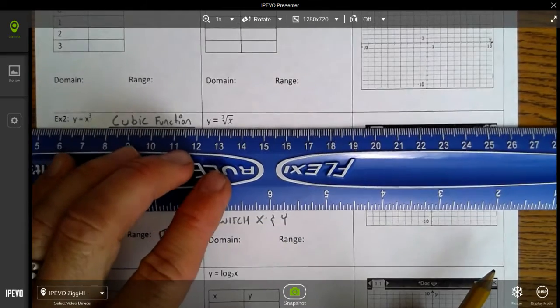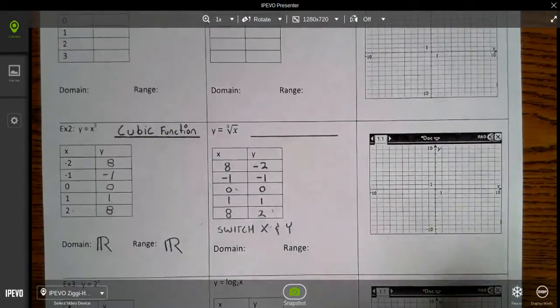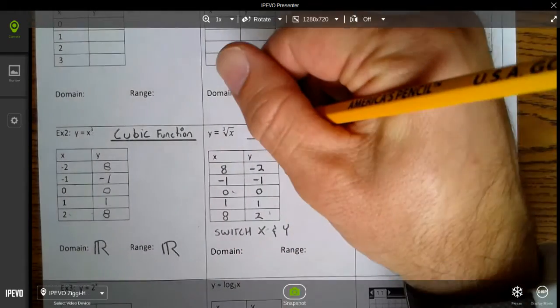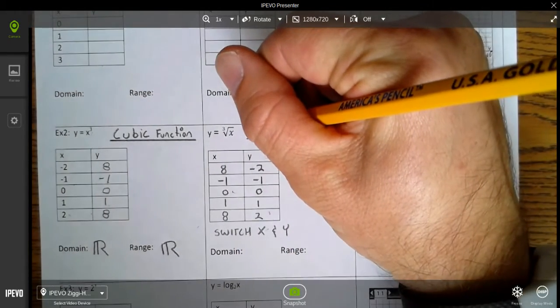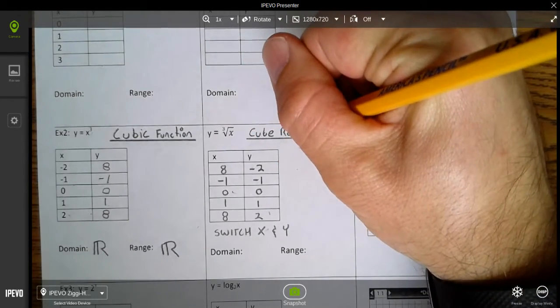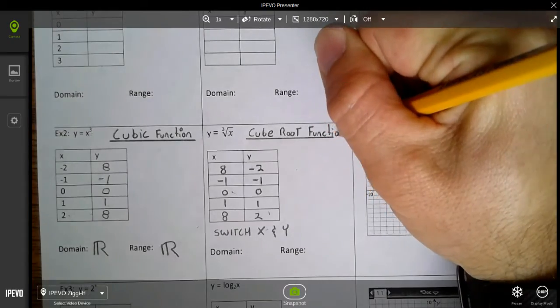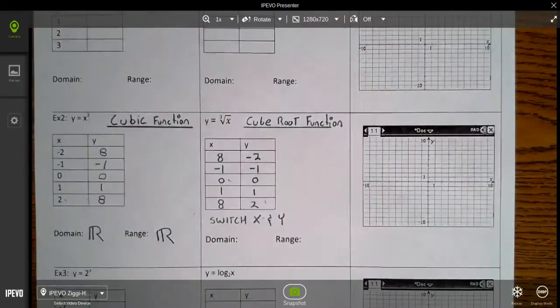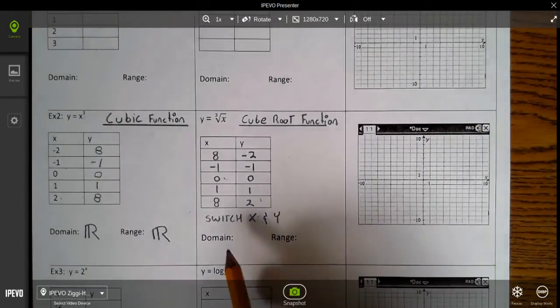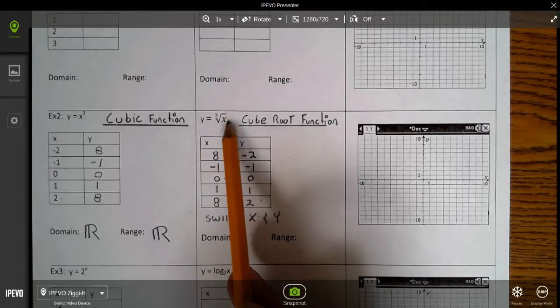Now, before we move on, let's not forget, we're going to name this. So I'm hoping that you see it's the cube root of x, so you know it's the cube root function. All right. Now, to get domain and range, let's go ahead and graph the cube root of x.